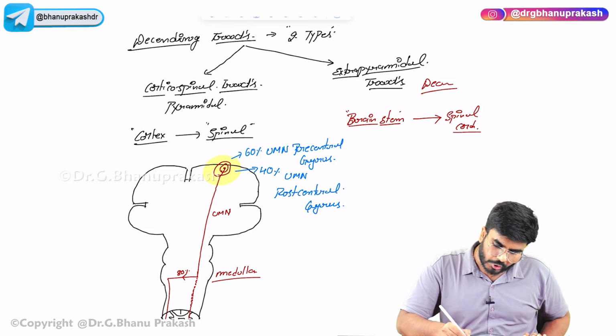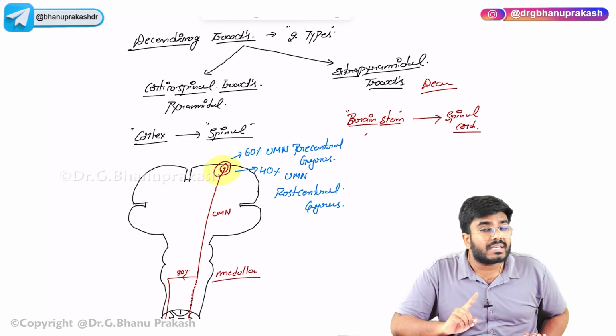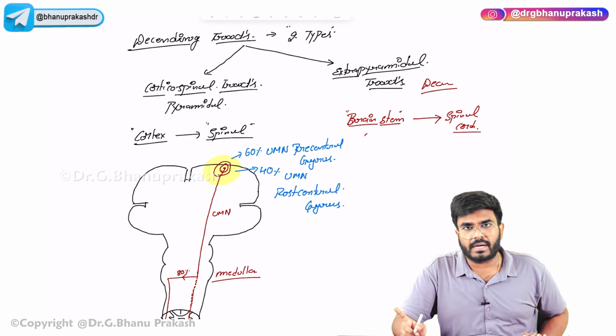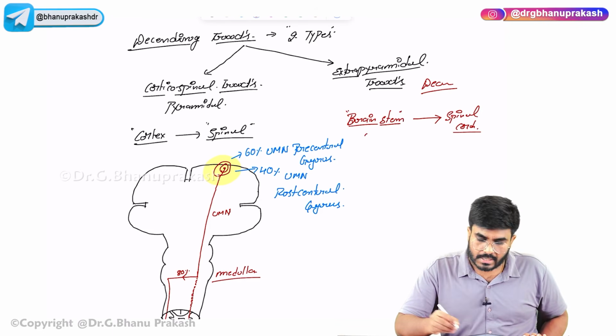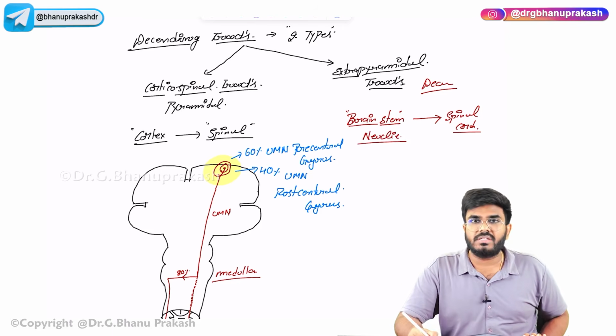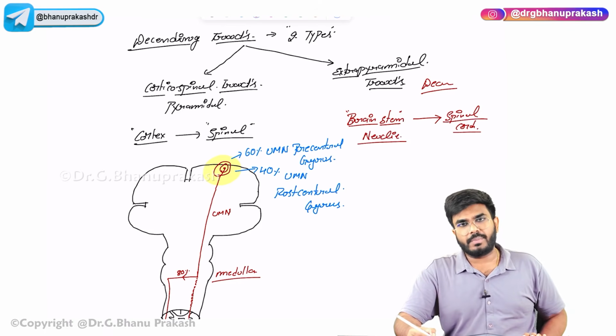So the point which I want you to know is, from where they are starting. They are not starting from the cortex, so they are not called corticospinal tracts. They are starting from the brainstem nuclei, and they are coming down into the spinal cord.